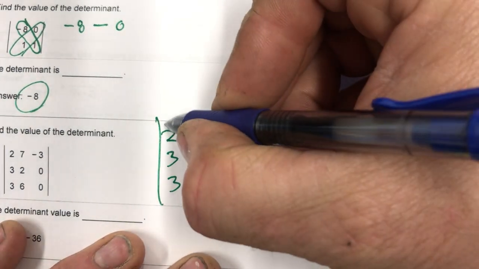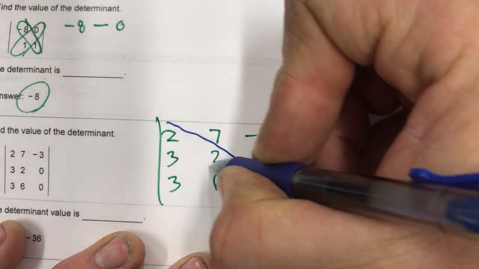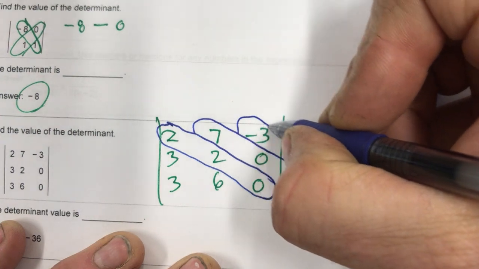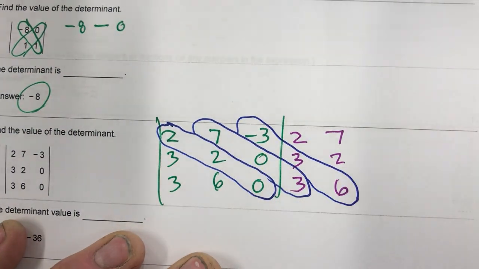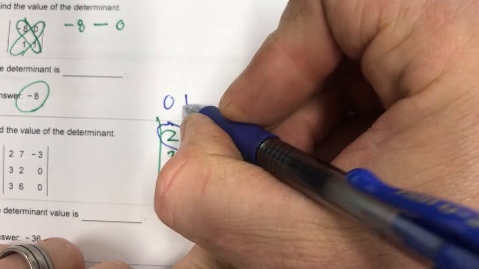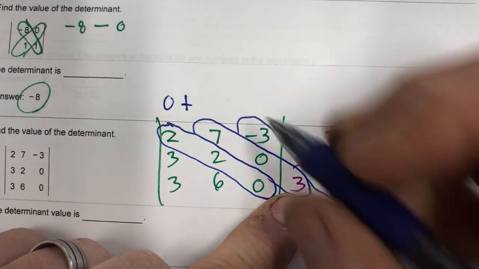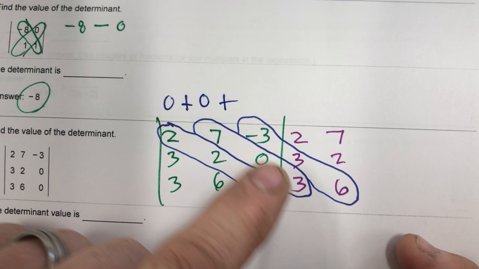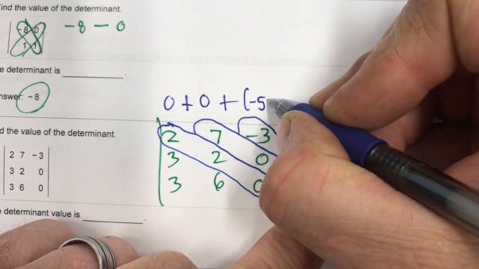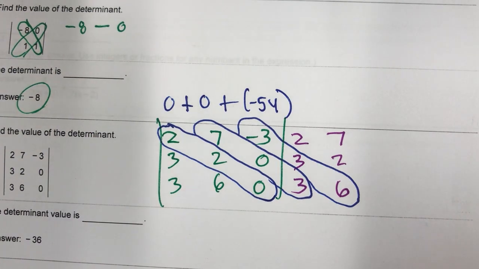Now, I've got these diagonals going this way. There's 1, 2, 3 diagonals going this way. These are the positive ones. So 2 times 2 times 0 is 0, plus 7 times 0 times 3 is 0, plus negative 3 times 6 is negative 54. So those are the positive, the plus ones going that way.